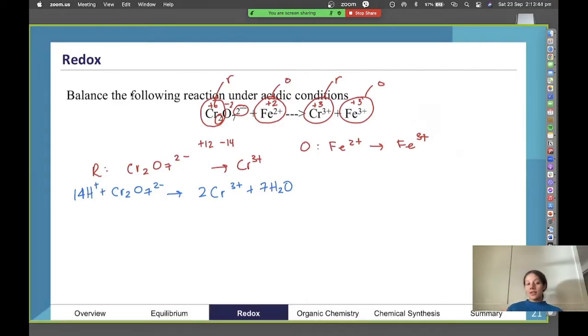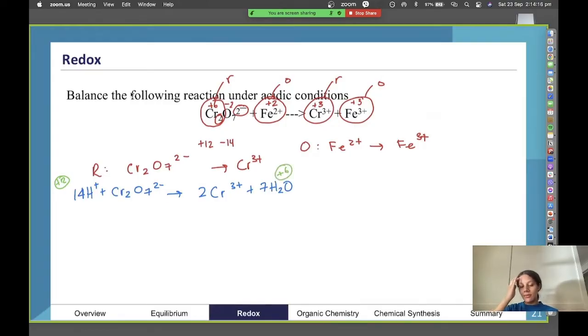Now, our last step is to balance our charges. So we're going to add up the charges on the reactants and the product side and then add electrons to balance it out wherever we need. For our left-hand side, we have 14 H+ and then one molecule that's 2-. So that gives us a total of +12 on this side. Then on the right-hand side, we have a 3+ ion and we have 2 of them, and water is neutral, so the total charge is +6.